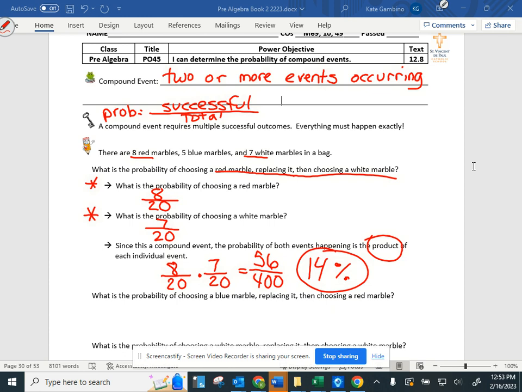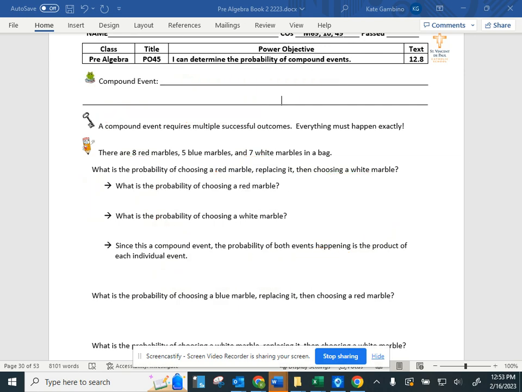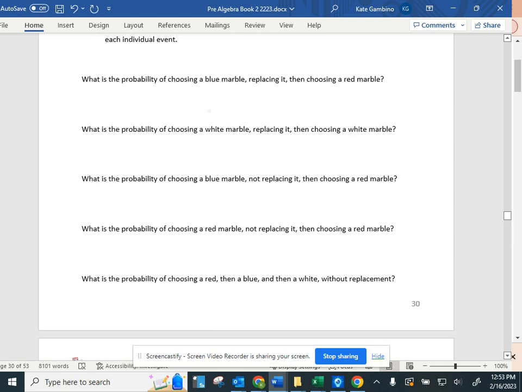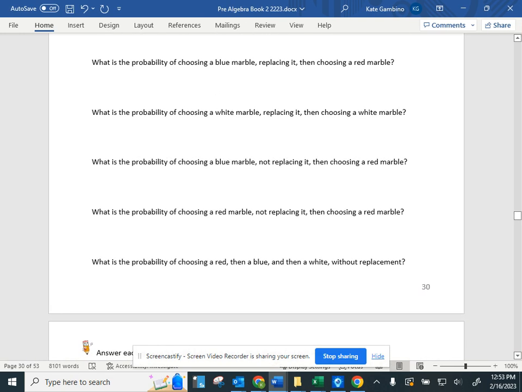Let's do another one to make sure we are really understanding what we're doing. Shh. Let me erase and scroll up. Isn't this kind of like the pants and the shorts, like how many possible outfits? Kind of. It's kind of like that, except we're doing probability instead of how many outfits. Yes. So, what is the probability of choosing a blue marble, replacing it, then choosing a red marble?